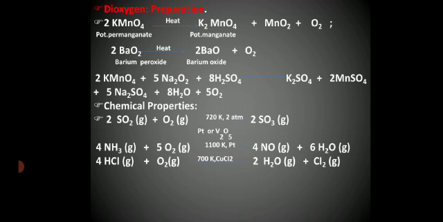Oxygen is paramagnetic in nature, while all other elements are diamagnetic in nature. Due to its very high electronegativity, oxygen is capable of forming hydrogen bonds with water, alcohol, carboxylic acid, etc., while other elements do not, because they are less electronegative in nature.